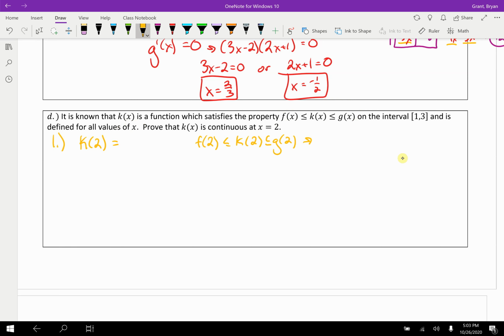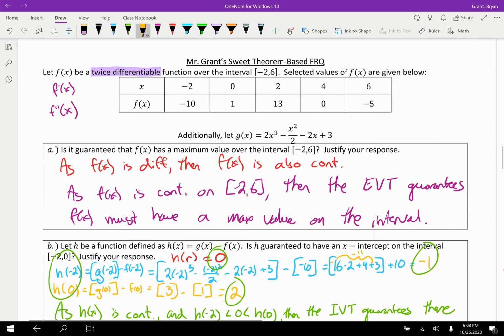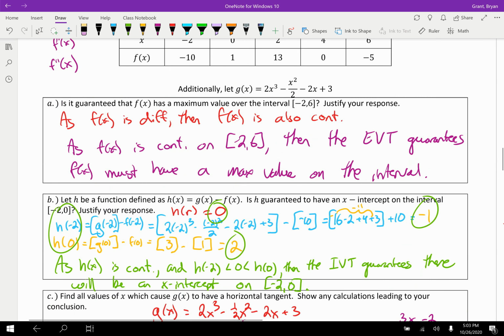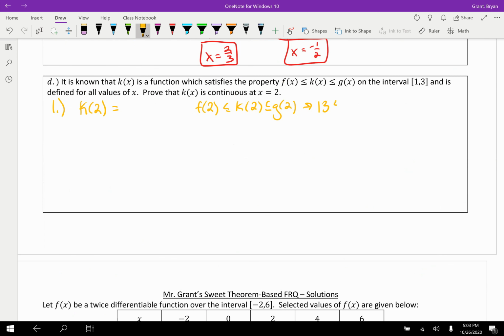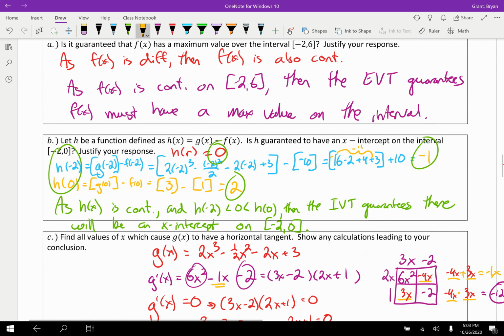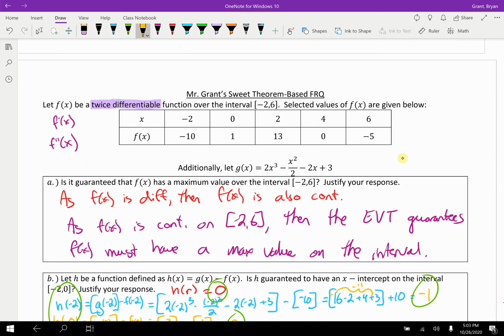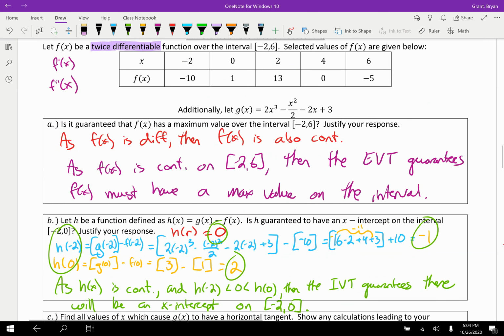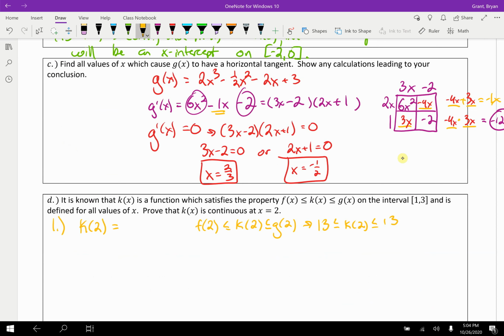Okay, so cleaning this up a little bit, f of 2, well, let's see, f of 2 up here, oh, that's 13, that's not too bad, okay? So f of 2 is 13, that's less than or equal to k of 2. What about g of 2? Oh, we have to plug 2 in here. Let's just do some mental math, and I'll try not to screw it up too badly. 2 cubed is 8, times 2 is 16, right? 2 squared, 4 divided by 2 is 2. Minus 2 times 2 is 4 plus 3. So this to me looks like 19 minus 6, which is 13. All right, so we know that g of 2 is 13.